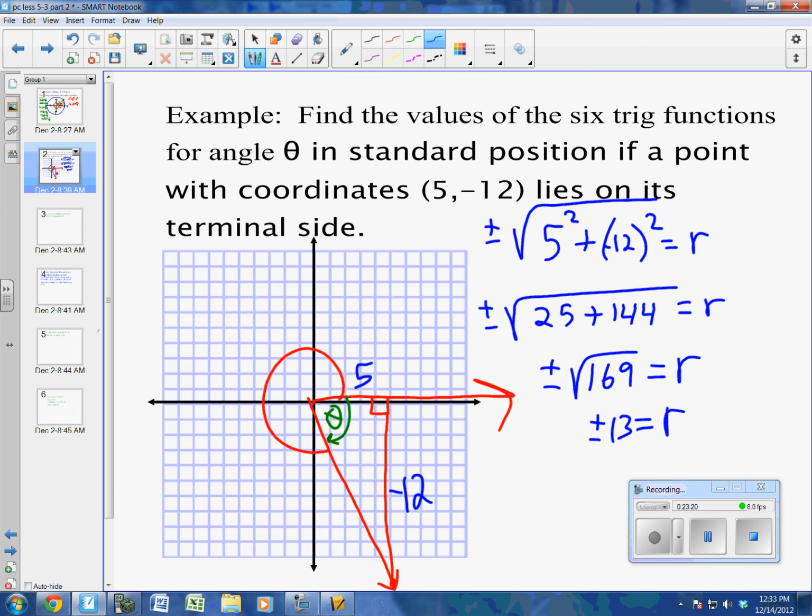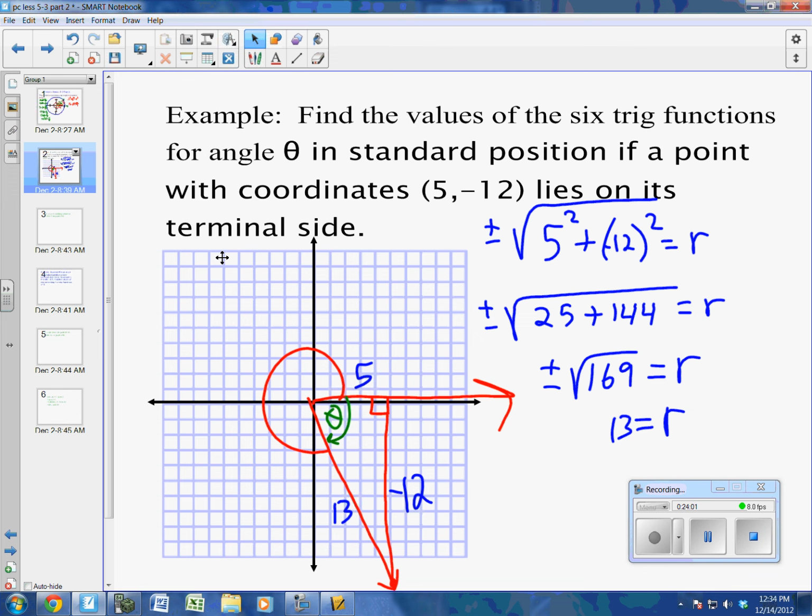However, the radius is always going to be positive. Everybody write that down. The radius will always be positive. It will never be negative. Okay, so it's a positive 13. Okay, so now we just learned the 6 trig functions for a non-unit circle, and here it is. That's a non-unit circle because our radius is 13. It's not 1, is it? So this is a non-unit circle, so I can use those definitions to create my 6 trig functions.